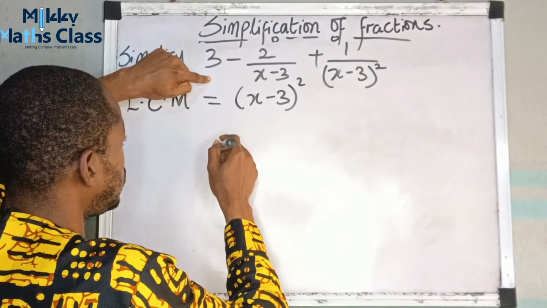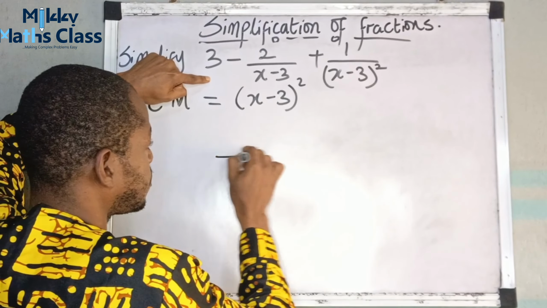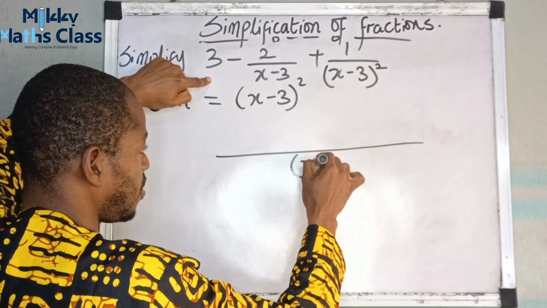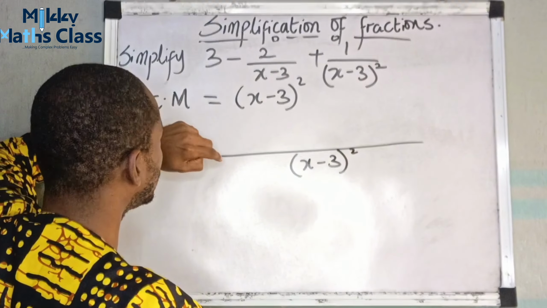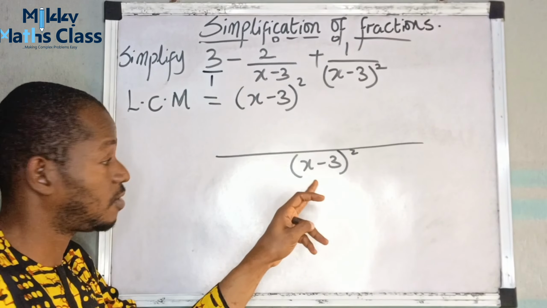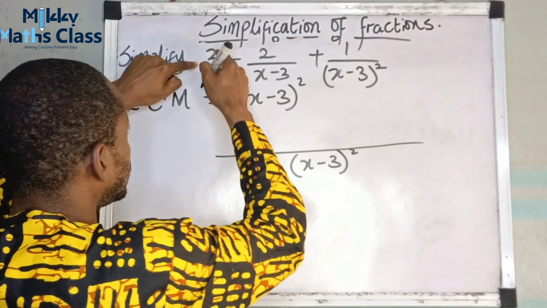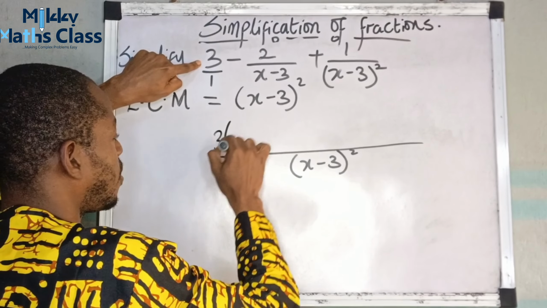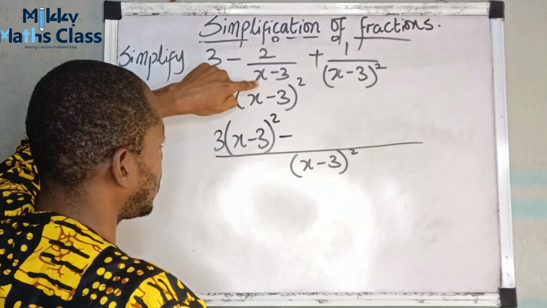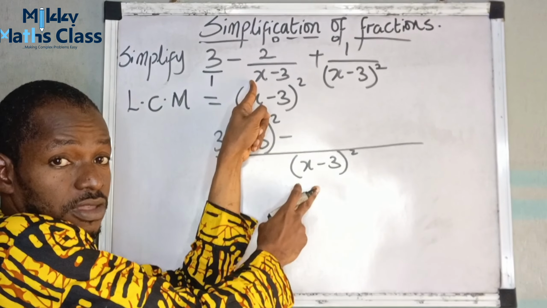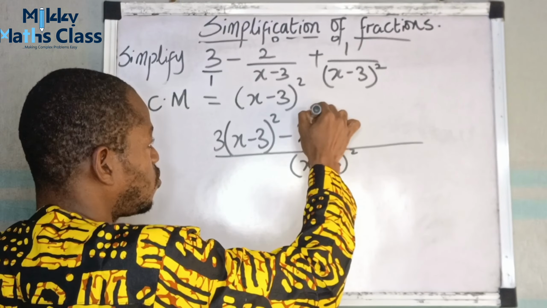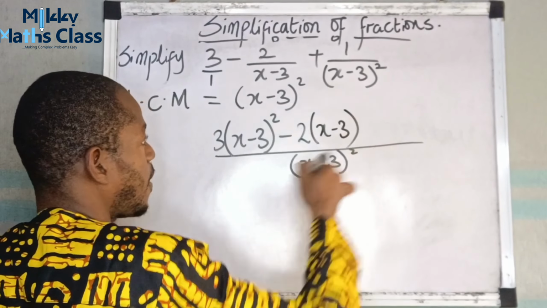So we'll rule our line, put our LCM here, x minus 3 all squared. So this is like 3 over 1. So 1 in this is x minus 3 all squared, so times 3, so that's 3 into bracket x minus 3 all squared minus x minus 3 in this. One of them will cancel out. We are left with x minus 3. So that becomes 2 into bracket x minus 3.